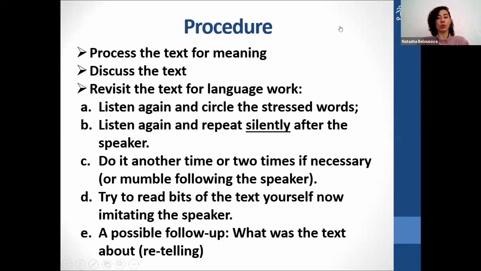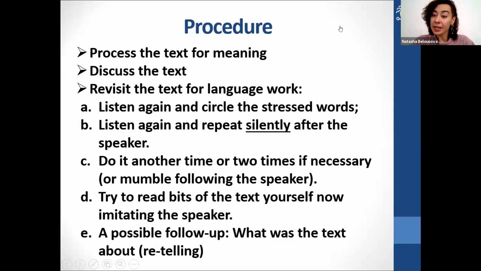So here's the procedure for you. Notice that you can do this task only with the text that the students already know in terms of the meaning, okay? So either after you've done the exam listening task or any other listening task, so the students know what the text is about. Because silent shadowing is intensive work with the language of the text. And if it's a completely new text, it's going to be difficult.